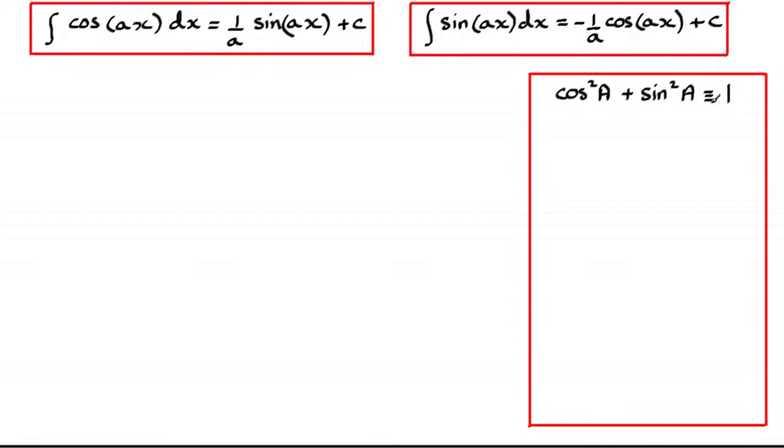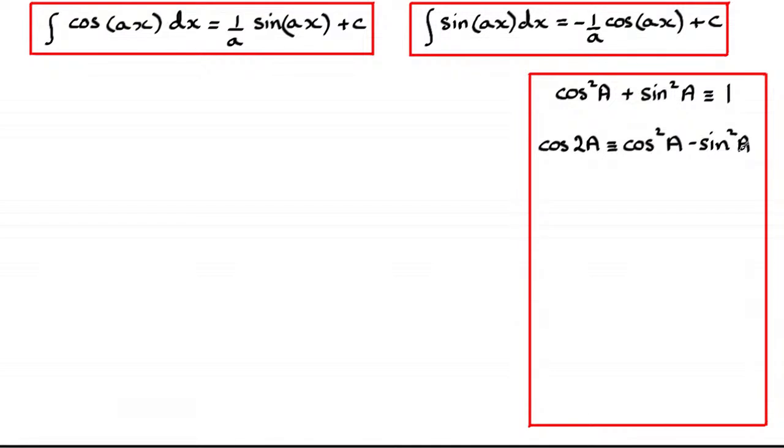If you're doing AS level, you should be familiar with this identity here. And if you're doing A level, you should be familiar with it. Cos squared of an angle, I've called it A, plus sine squared of an angle is identical to 1. Okay? Now, if you're doing AS, you won't necessarily have seen this, but if you're doing A level, you should be familiar with what we call the double angle identities. Cosine of twice an angle is identical to cos squared A minus sine squared A.